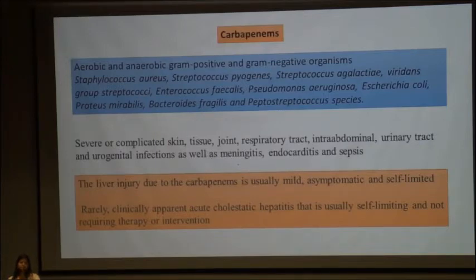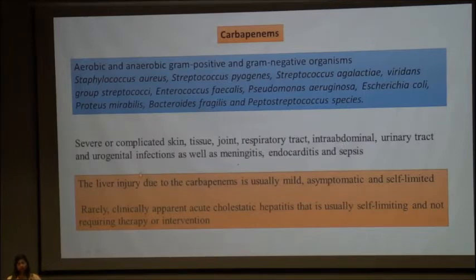Mostly we use imipenem or we use meropenem. Rarely ertapenem is used and doripenem is used. Well, doripenem is useful because it has a wider spectrum in terms of Pseudomonas aeruginosa. It has a better coverage as compared to the other carbapenems. So when we talk of carbapenems, why are they most frequently used or abused drugs? Because again, they have a safety profile, they have a longer duration of action, and also they can be employed in various types of infections like skin and soft tissue infections, joints, respiratory tract, intra-abdominal, urinary tract infections, urogenital infections, as well as meningitis across the blood-brain barrier, endocarditis, and also sepsis.